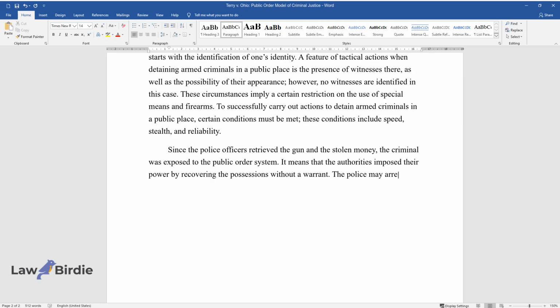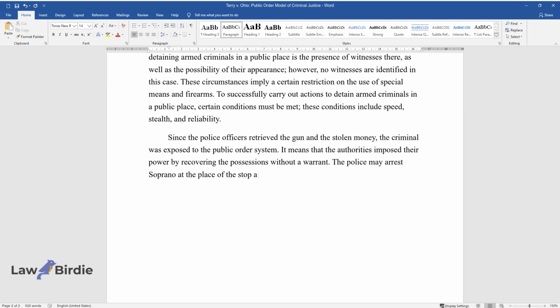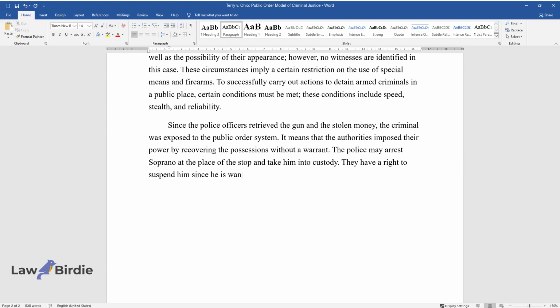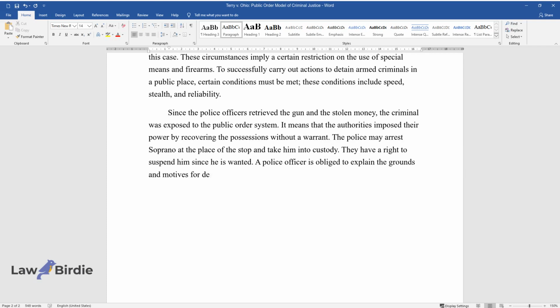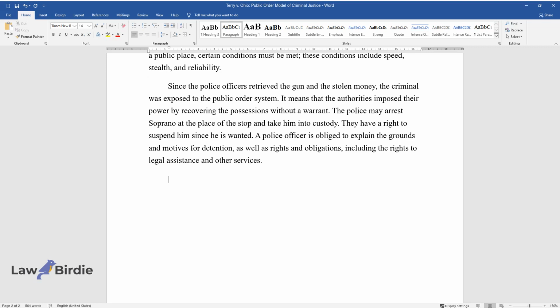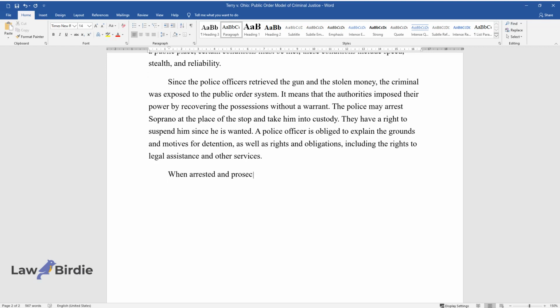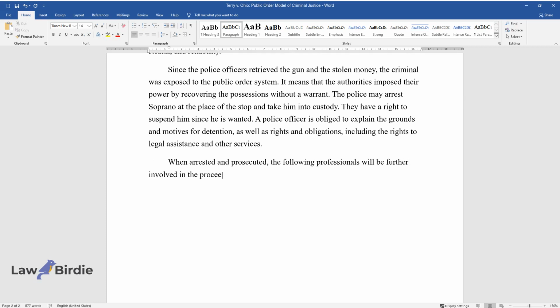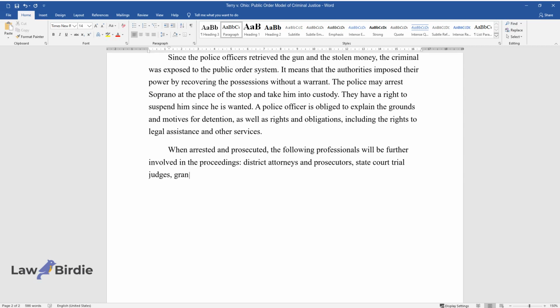The police may arrest Soprano at the place of the stop and take him into custody. They have a right to suspend him since he is wanted. A police officer is obliged to explain the grounds and motives for detention, as well as rights and obligations, including the rights to legal assistance and other services. When arrested and prosecuted, the following professionals will be further involved in the proceedings: district attorneys and prosecutors, state court trial judges, grand juries, and the defendants themselves.